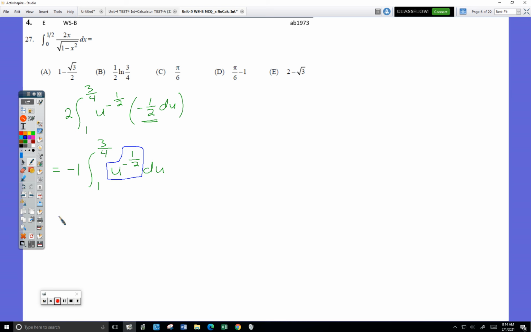So this is going to equal negative 1 times the formula for f, which will simply be U raised to the negative 1/2 plus 1, divided by the same thing. That's my formula for f. But remember the fundamental theorem, which said the integral from a to b of f prime is going to equal f with b plugged in, subtract f with a plugged in.